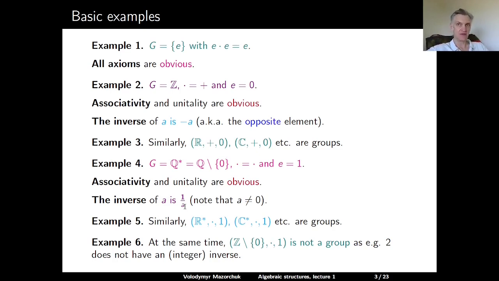It does have an inverse in the set of all rational numbers, 1 divided by 2, but 1 divided by 2 is not an integer, so if we consider the set of all non-zero integers, in this set the element 2 does not have an inverse, and therefore this is not a group.